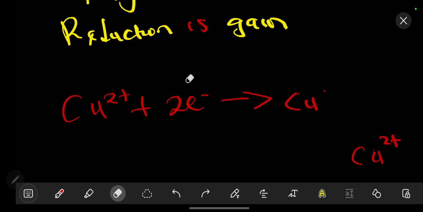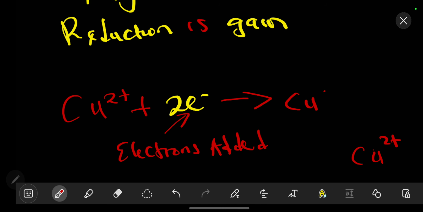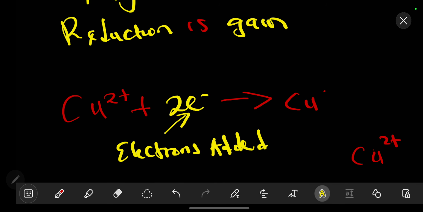Now when you put your electrons on this side, it means the electrons are added to produce copper, like that. So this is reduction since electrons have been added. You can think of it like that. As long as electrons are added, that is what we refer to as reduction. So the addition of electrons is called reduction.